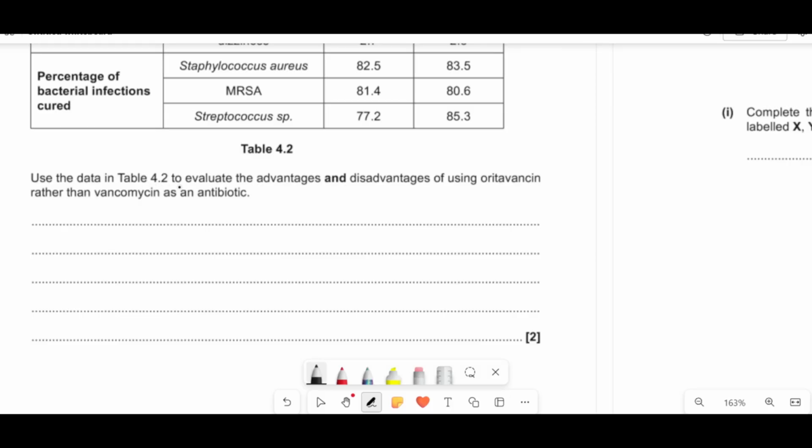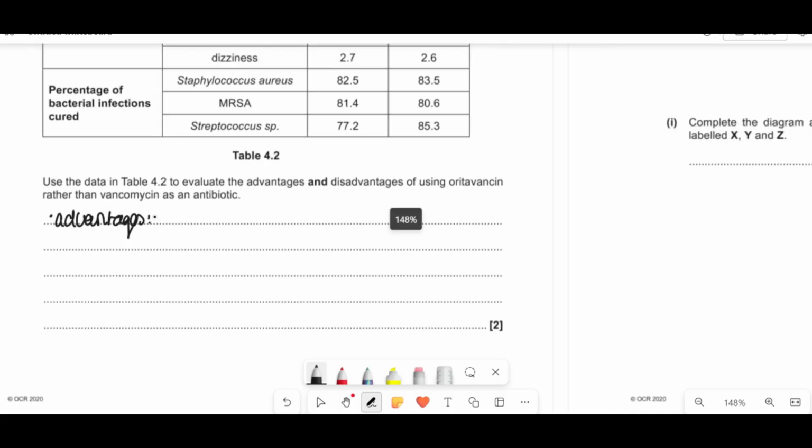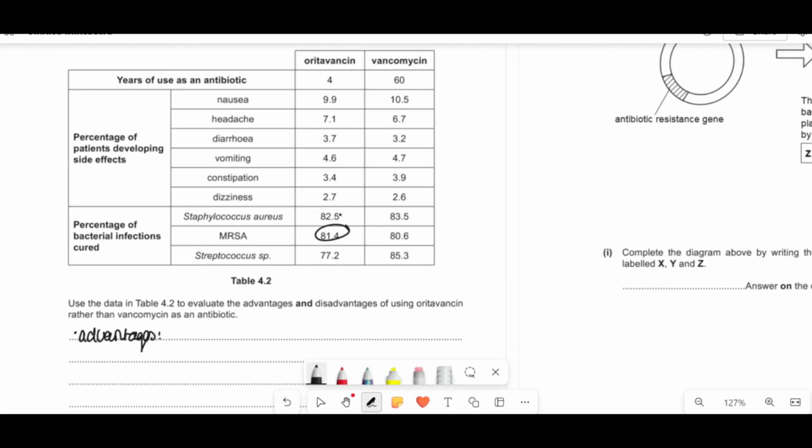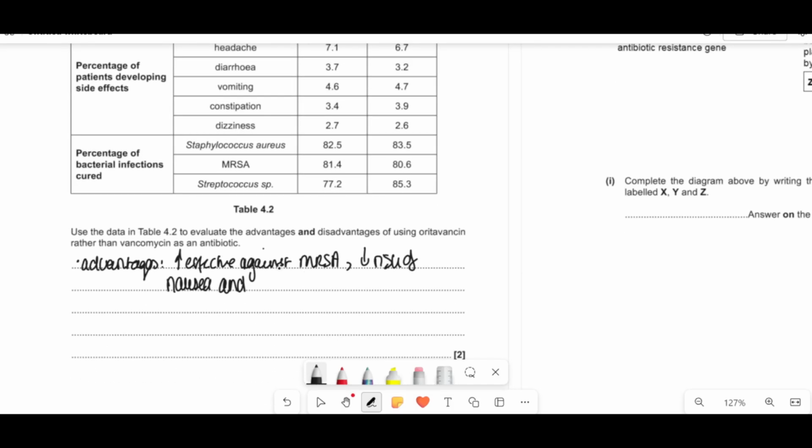So it says, use the table in 4.2 to evaluate the advantages and disadvantages of using oritavancin rather than vancomycin. So advantages, one by one, we'll go through them. If we have a look, it's more effective against MRSA, isn't it? And that's the one that we're big and scared about. So more effective against MRSA. And also, there were some side effects that were low. Which ones were they? Nausea is less, constipation was less slightly, and lower risk of nausea and constipation.